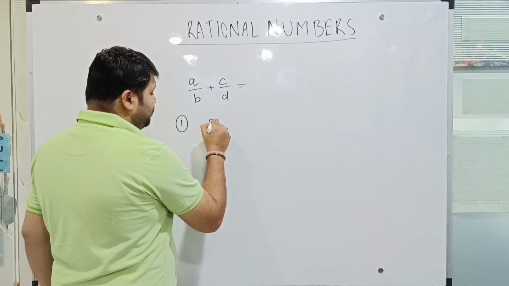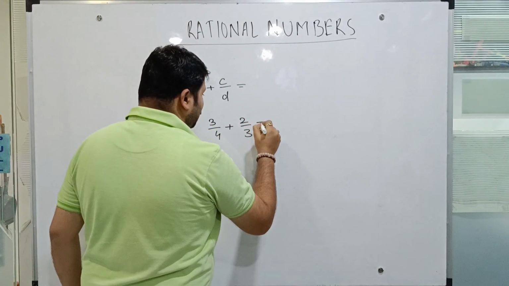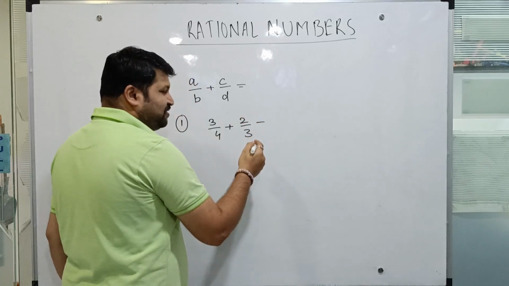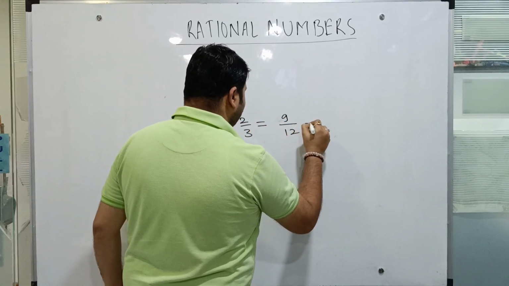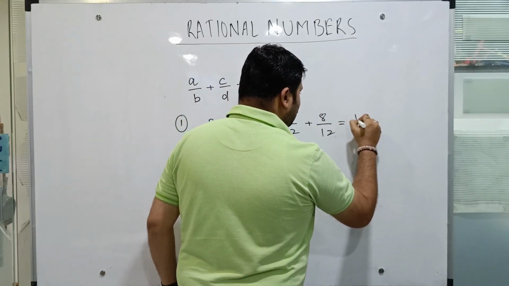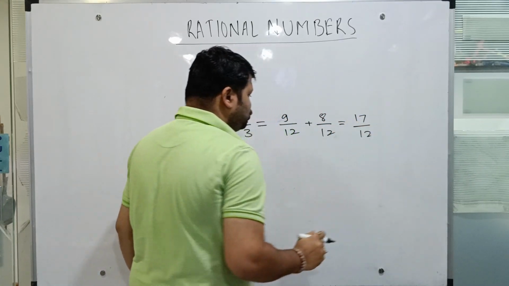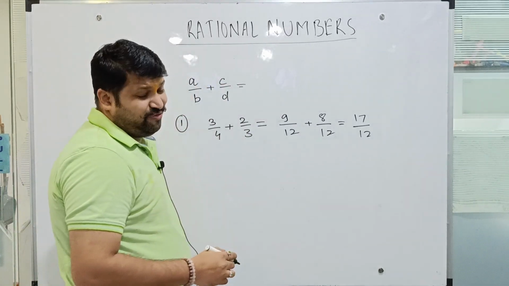So if I have 3 upon 4 plus 2 upon 3, it's exactly the same example that we took prior to this. We can write it as 9 upon 12 plus 8 upon 12, giving me the final answer as 17 upon 12, which also is a rational number. Now, if we add a negative number, let's see what happens.